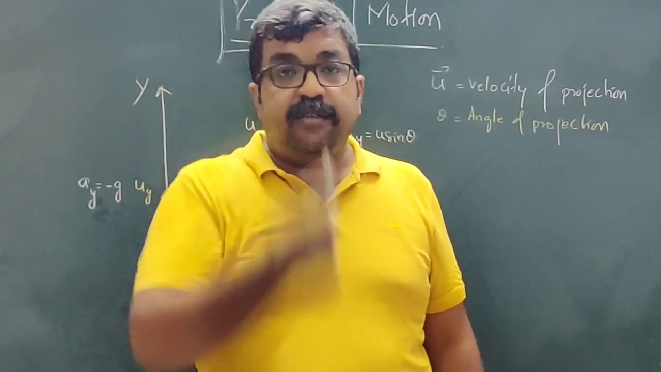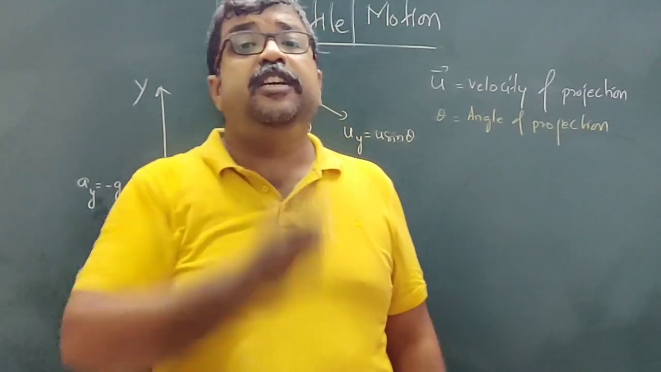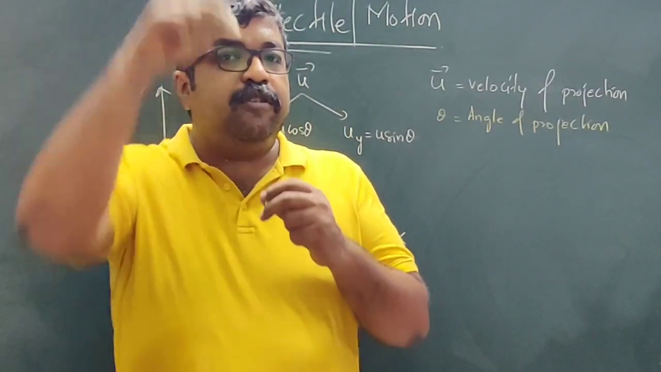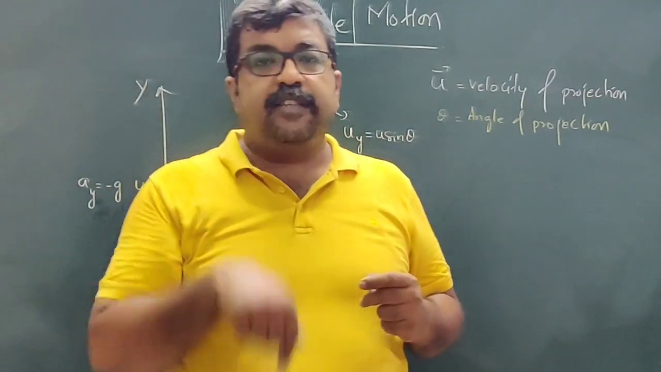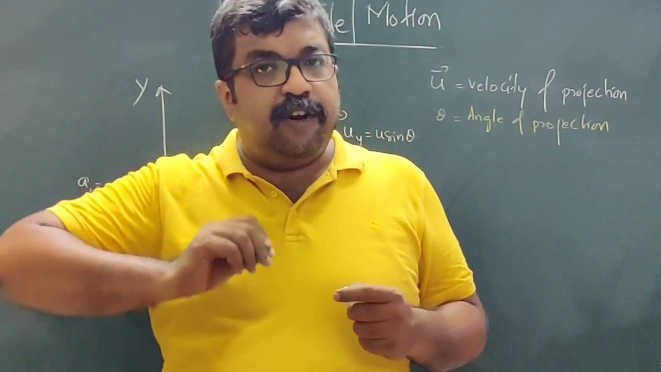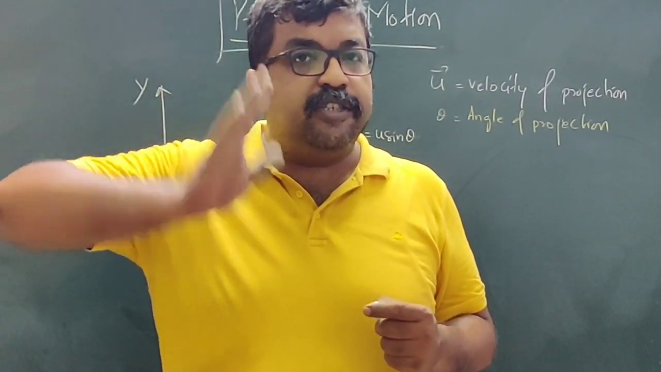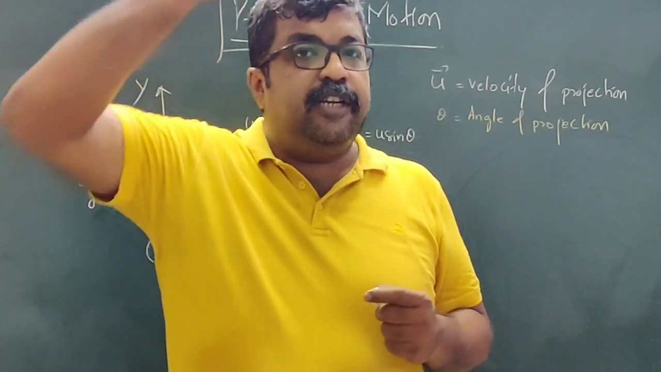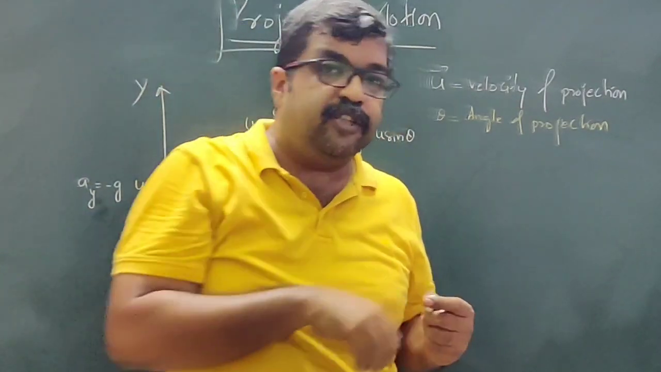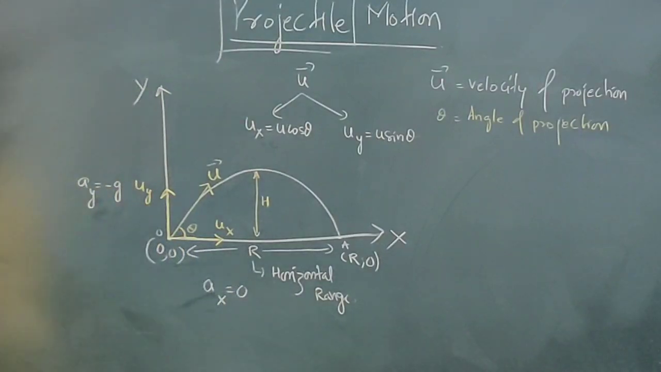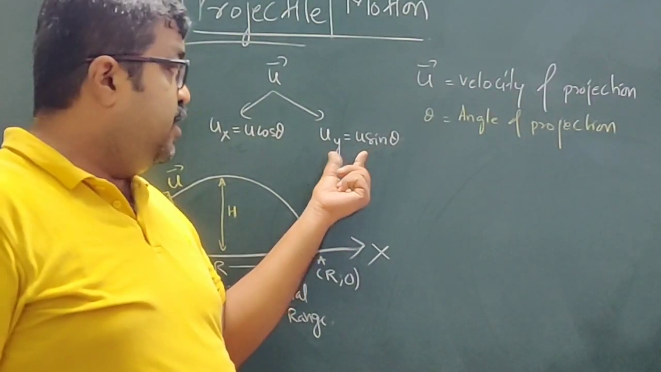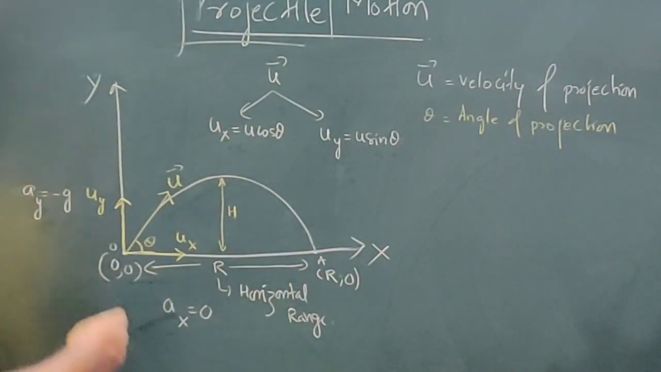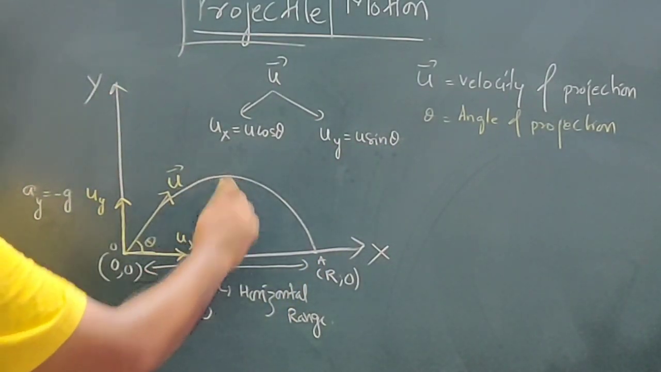So when it is going upward, the velocity is decreasing. Why is the velocity decreasing? Because acceleration is in the downward direction and velocity is in the upward direction. When velocity and acceleration are in opposite directions, the velocity gradually decreases till it becomes 0, and then it changes direction. This thing also happens here. So this velocity uy, that is u sin theta, will keep on decreasing.